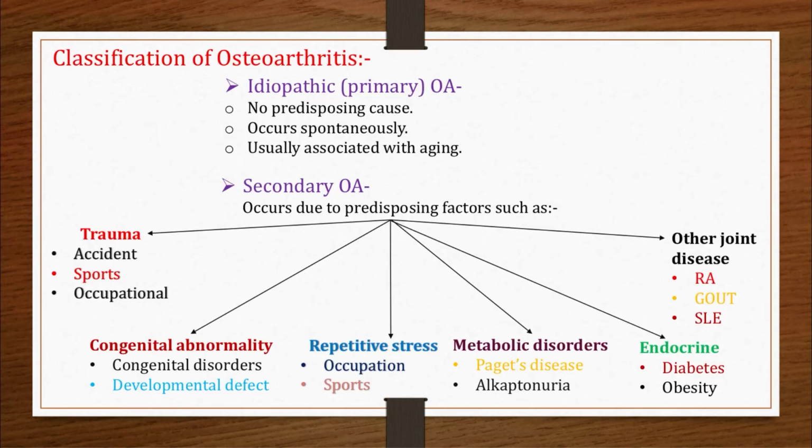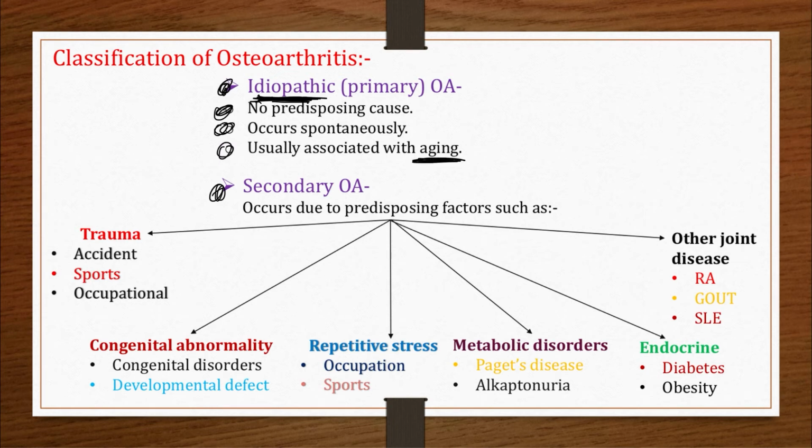Now let's talk about the classification of osteoarthritis. Primarily we classify it as primary osteoarthritis and secondary osteoarthritis. Primary osteoarthritis, also known as idiopathic. Break the word idiopathic: idiot and pathology. We doctors are idiots and sometimes we cannot find out the pathology and then we silently name it idiopathic. There is no predisposing cause, it occurs spontaneously and is usually associated with aging, like in elderly patients.